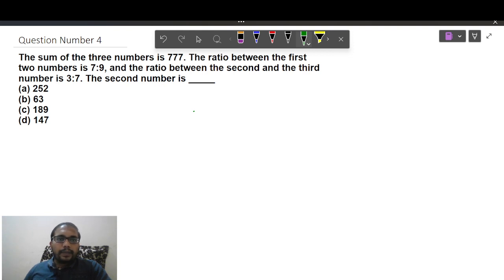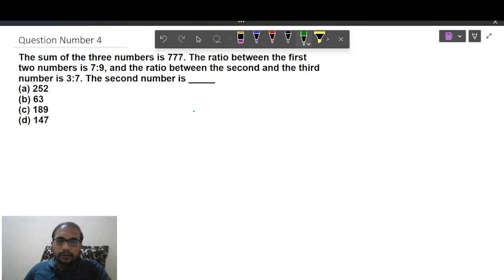If the sum of three numbers is 777, that means we don't know what the numbers are. So what you have to do is A plus B plus C is equal to 777. The ratio between the first two numbers is 7:9 and the ratio between the second and third numbers is 3:7.